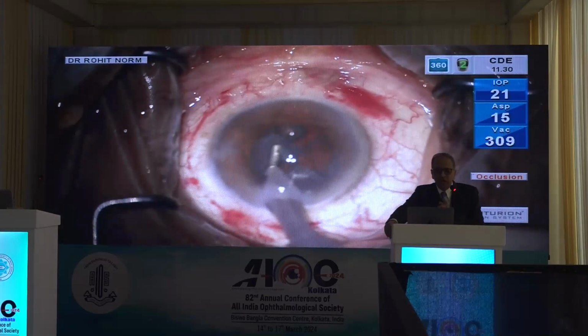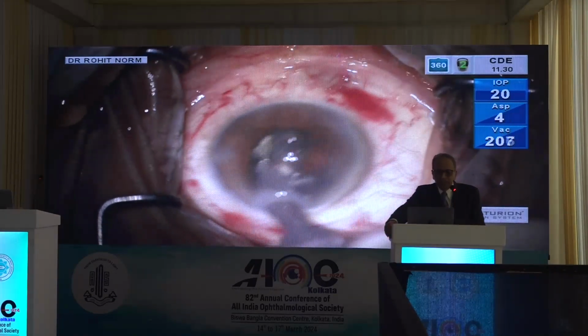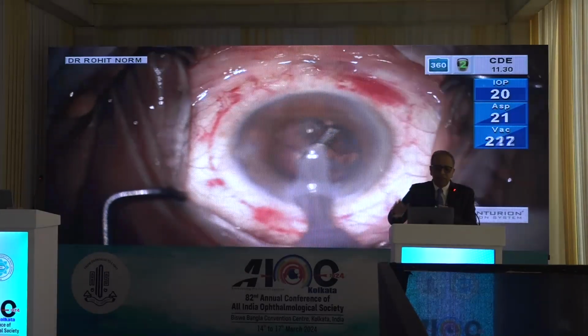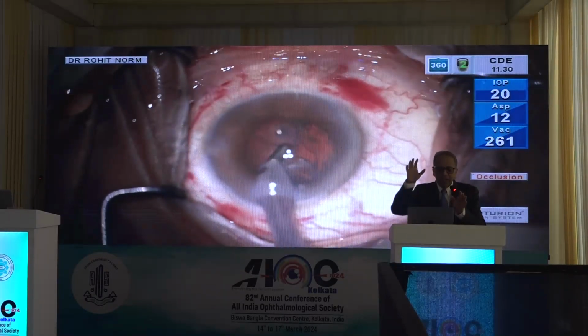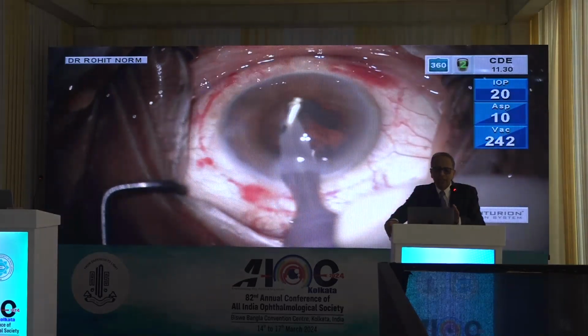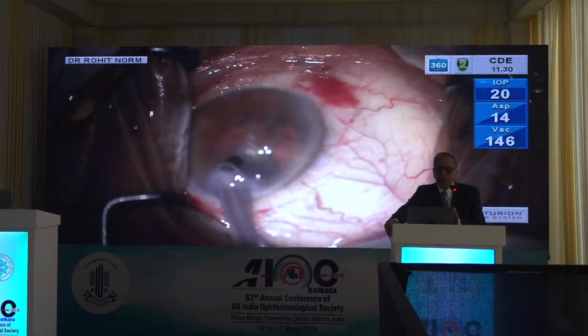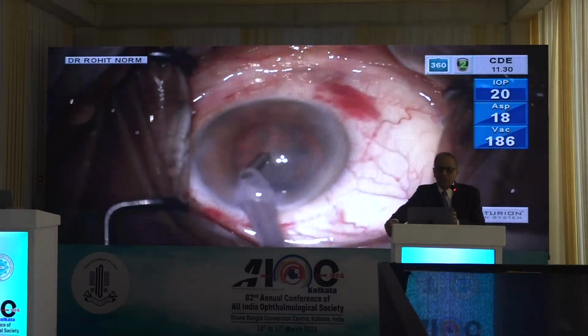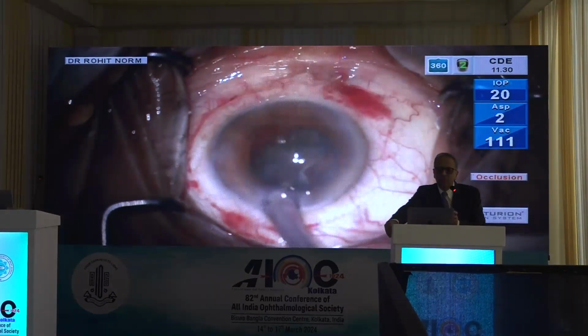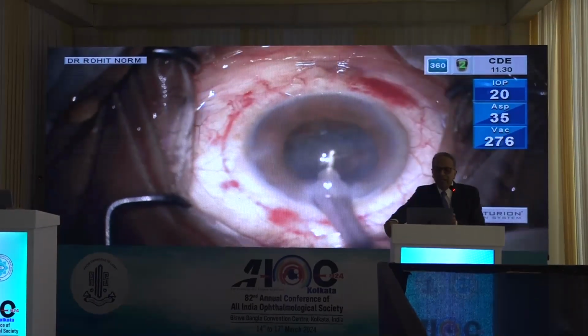I am using a coaxial one with a slight modification. I have retracted it. With this retraction, I have tried to create a situation wherein the irrigation and aspiration have different levels of flow, and this is being done. And this femto delineated epinucleus, or the posterior nucleus, is now being aspirated.